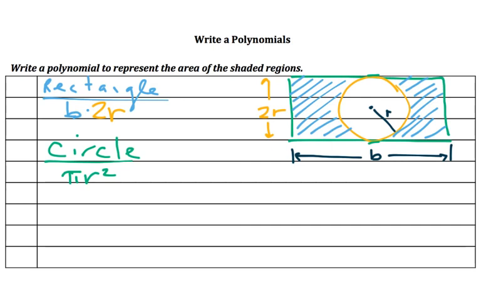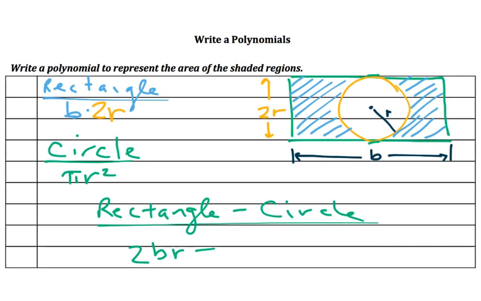So the rectangle is the bigger of the two shapes. I'm going to write this as rectangle minus circle area, and I'm going to label it clearly, and I'm going to write 2br minus pi r squared. And that is a polynomial because it is made up of not one, but two terms that will end up giving you the area of this blue shaded region.